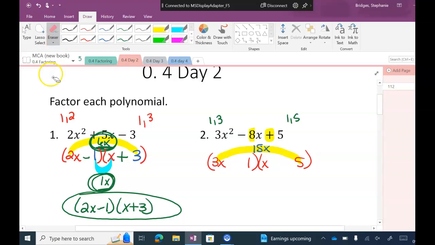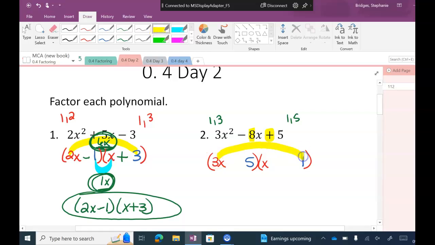So what I'm going to do now is I'm going to erase those. And I'm going to try again, which means I'm going to put the 5 first and the 1 second. And I'm going to see if that works. If this doesn't work, then we would say it's prime because we've tried every option. But if it does work, then we can place our signs and be finished.